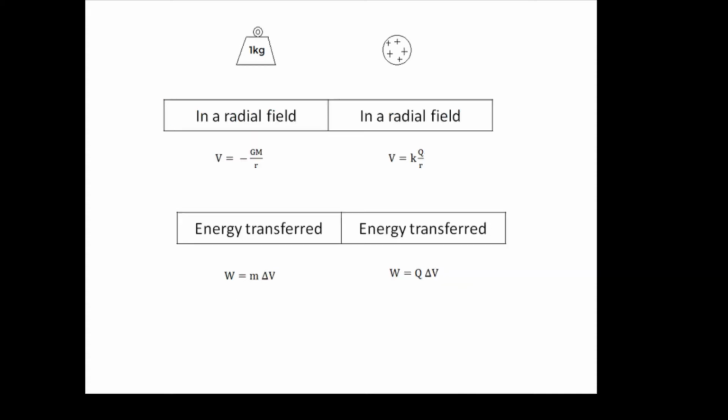Potential in a radial field: for gravitational potential, it's minus GM over r, and then for a radial electric field, it's kq over r. Energy transferred between 2 points in a gravitational field, W equals m delta V. In an electric field, W equals q delta V.